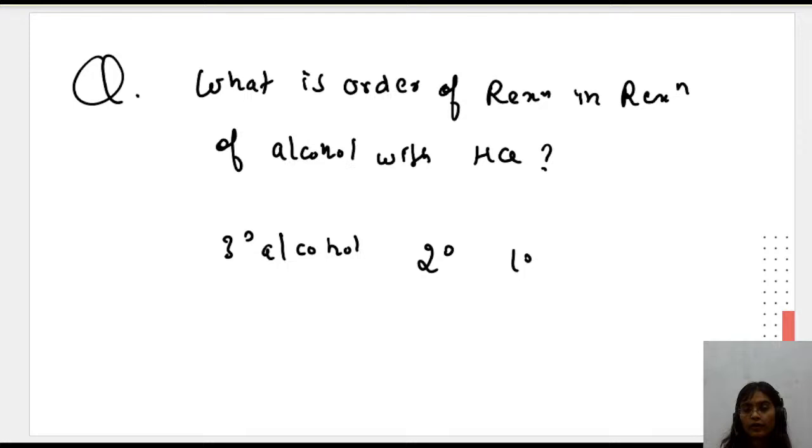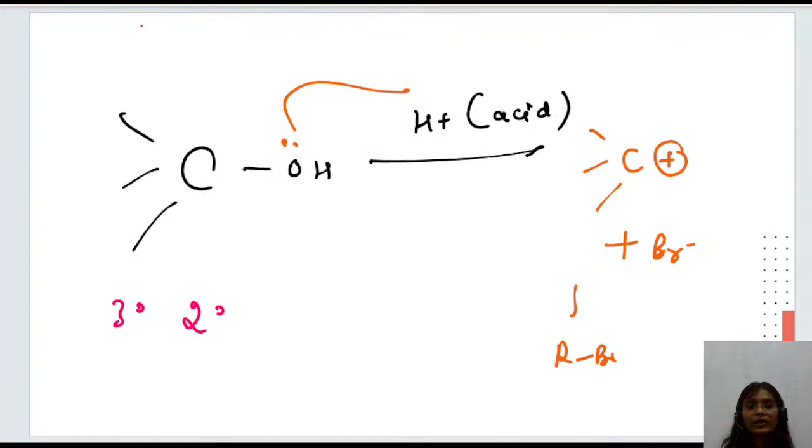Yes, please. What is the order here? You already know the mechanism. I guess it's easy, right? Very good. It's the tertiary, secondary, and primary. Okay, so what is it? This is simply that formation of carbocation is the rate determining step in this case.